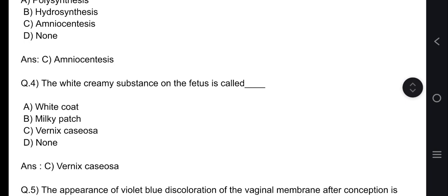Question number 4. The white creamy substance on the fetus is called A. White coat, B. Milky patch, C. Vernix caseosa, and D. None. आणि बरोबर उत्तर आहे C. Vernix caseosa.